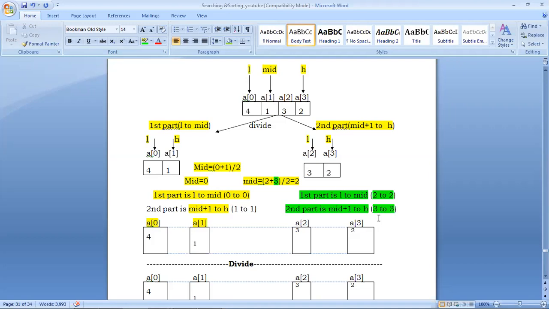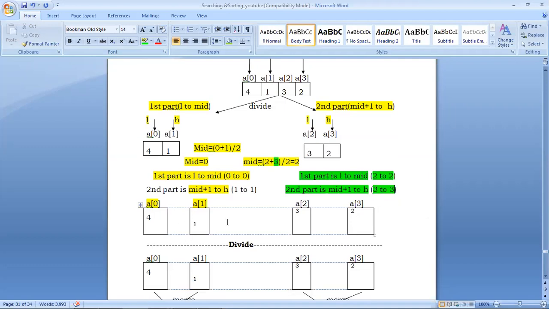So for every part you have to identify the lower index value and higher index value respectively. Then you have to calculate the mid index. Based on the mid index you have to split or divide the array into two parts. First part index is from L to mid. Second part index is from mid plus 1 to H. So now if you look at all these four parts, these are single element arrays. So when an array contains only one element, we have to stop our process. Why? Because we should not apply the merge sort technique when the array has only one value.